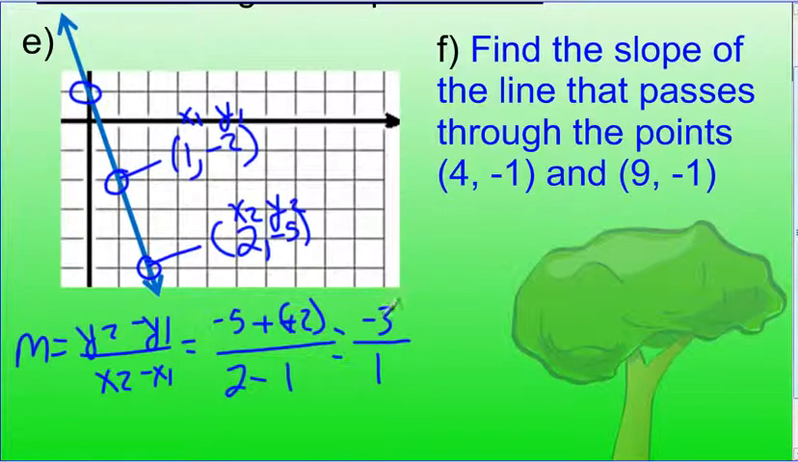So this line has a slope of -3 over 1, which is perfectly fine, or we could simplify it to -3 like that. So this line has a slope of -3. So from each point, you go down 3 over 1. Down 3 over 1. See? Down 3 over 1. That's how you get from one point to the next to the next.